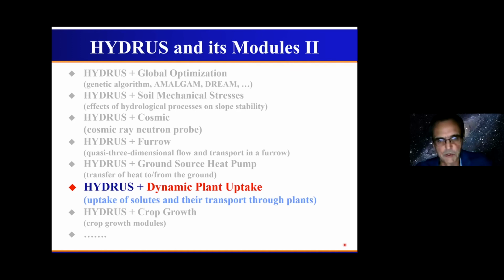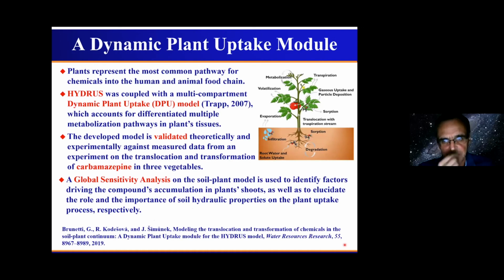Okay, the last two applications I want to mention is this dynamic plant uptake module. That's a very interesting application which we worked on last year. The plants represent the most common pathway for chemicals to enter the human food chain, right? So the plants can take up chemicals from the soil. If the plant is irrigated with the wastewater, let's say, but also chemicals can deposit on the plants. And so we are using, again, the HYDRUS model to simulate flow and transport in the subsurface, and then the root water and solute uptake.